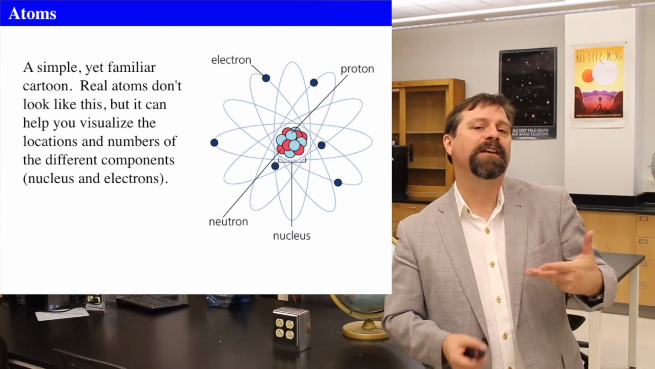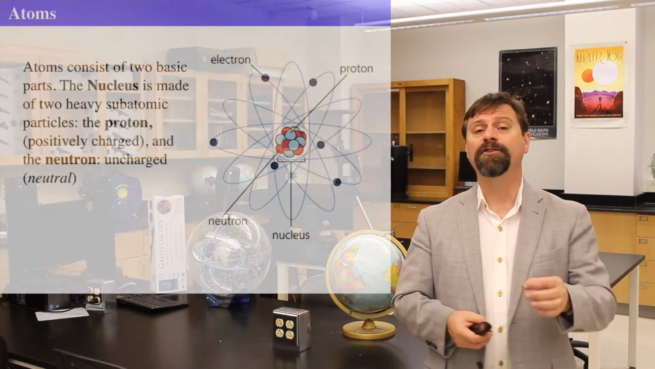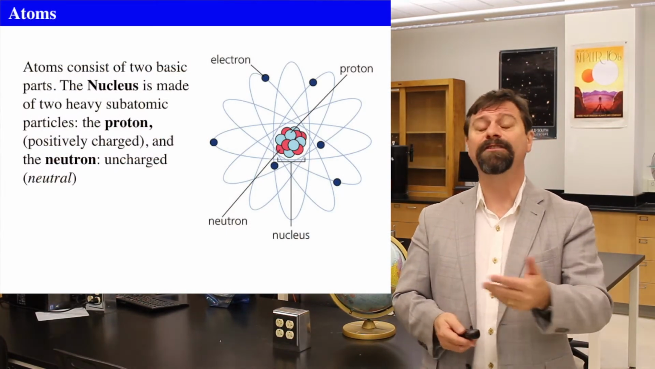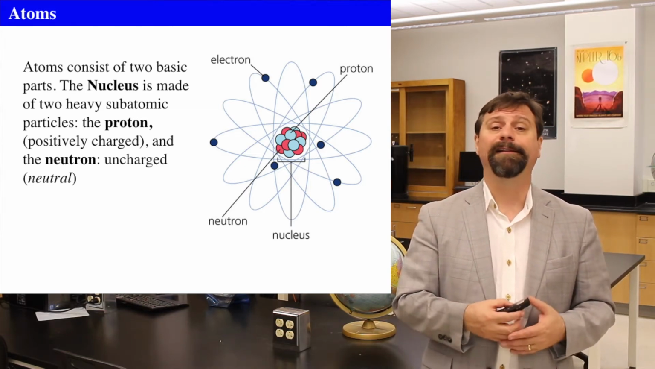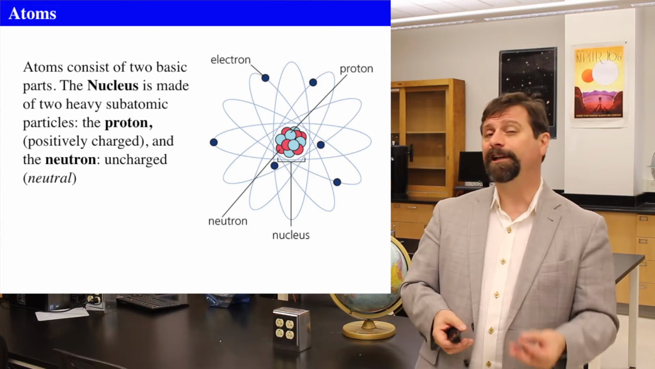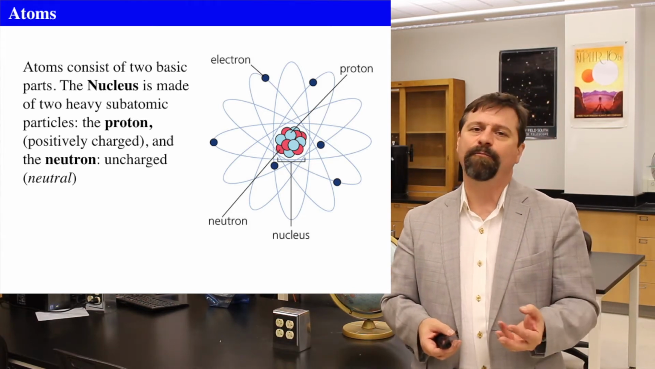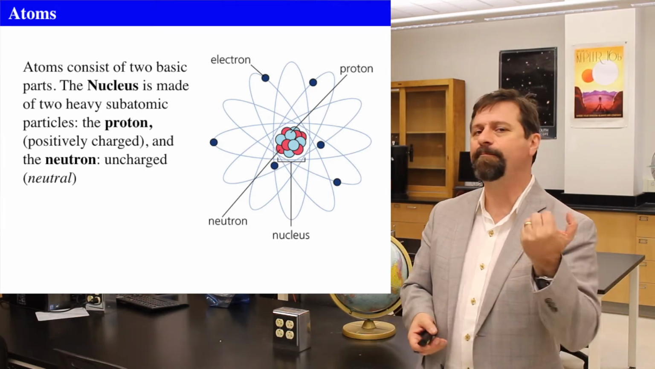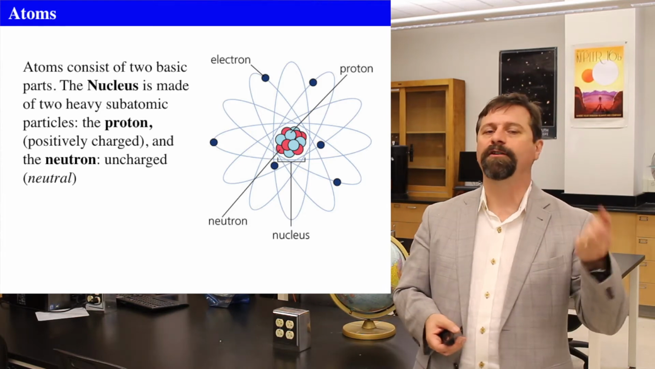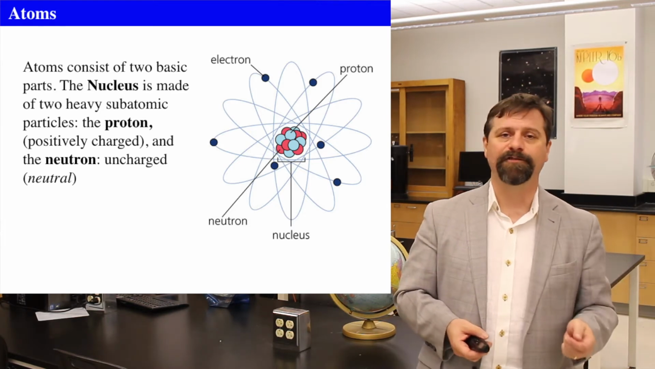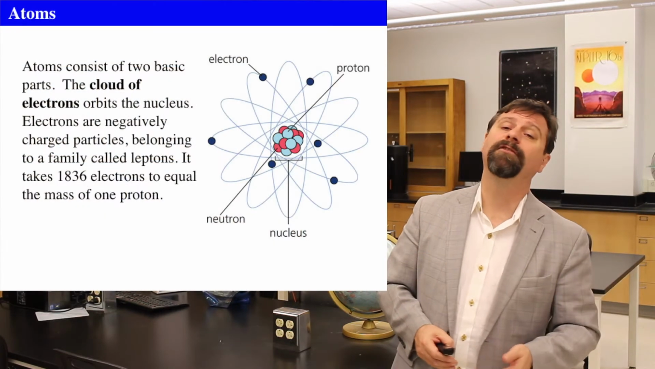And the cartoon says that in the center of the atom there is a nucleus, and the nucleus is composed of protons and neutrons. The neutrons are uncharged and electrically neutral. They're a tiny bit more massive than the proton, but the proton has a positive charge. So the protons are part of the nucleus, and they're surrounded by a cloud of electrons.